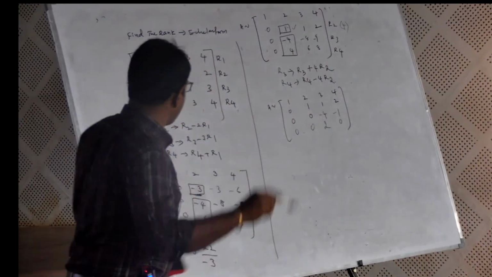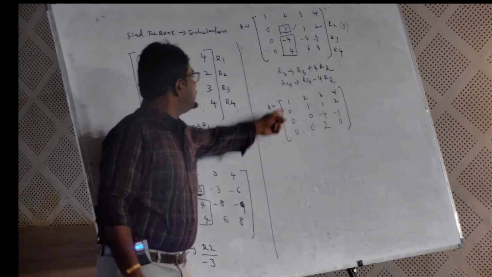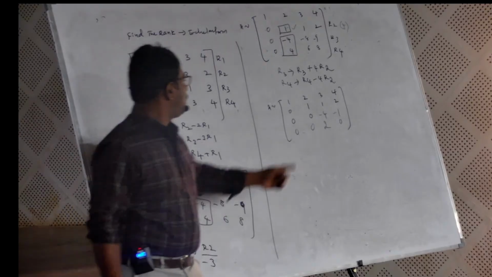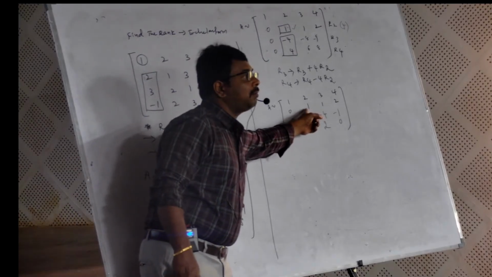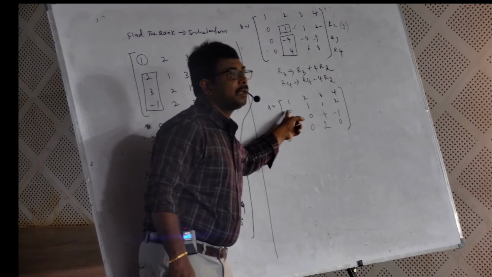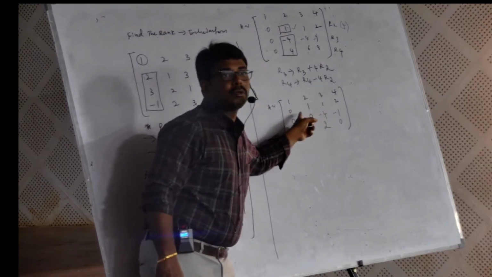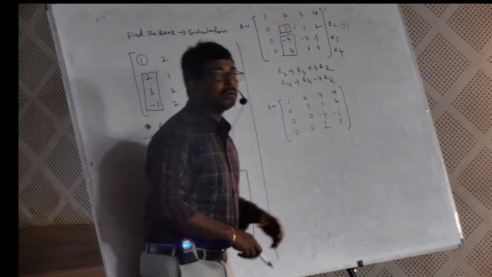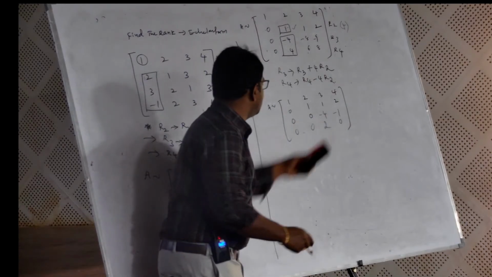No. Look, before 1 how many zeros? No zero. Before the second row element 1, before 1 how many zeros? 1. Before minus 4, 2. Before 2, any increment here? No, the zeros have not increased here, check.